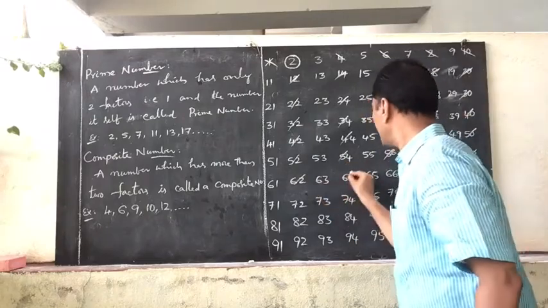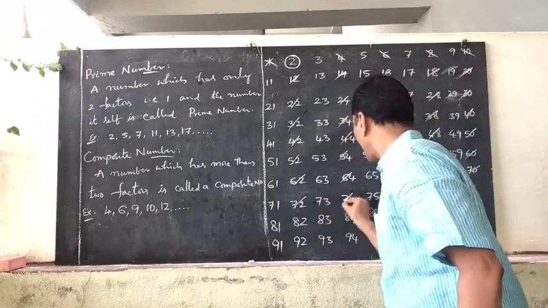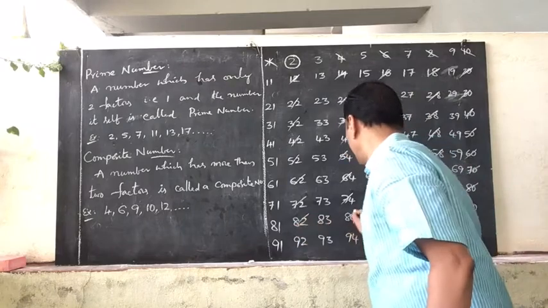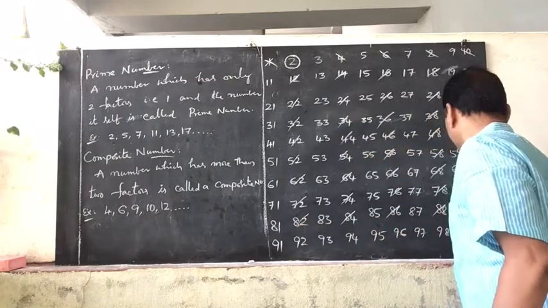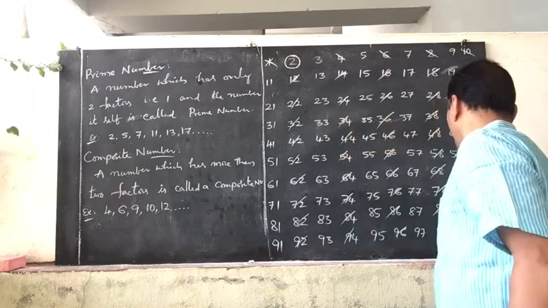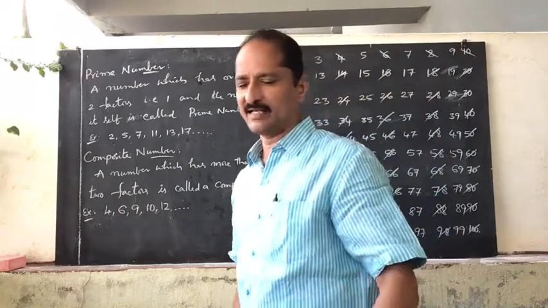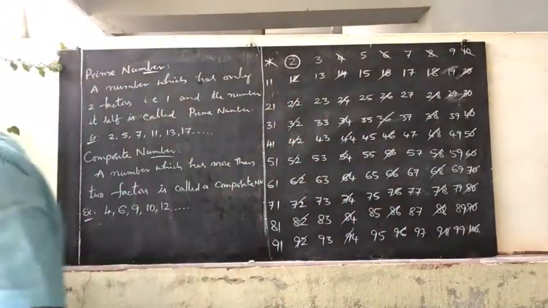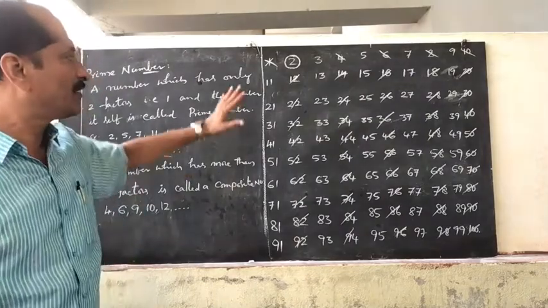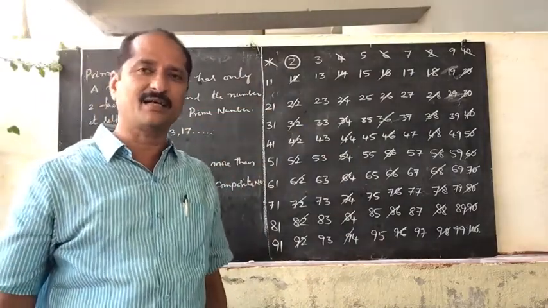Why are you striking out all this? Because for all these numbers, 2 is the third factor. That means for all these numbers there are 3 factors, more than 2 factors. So we can call these composite numbers. All these struck out numbers are composite numbers.